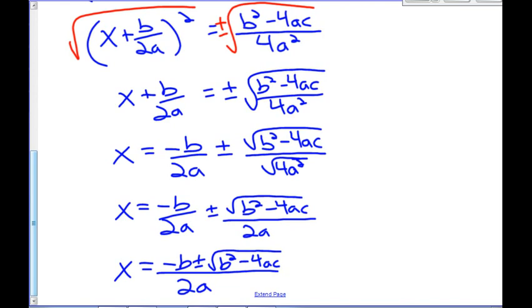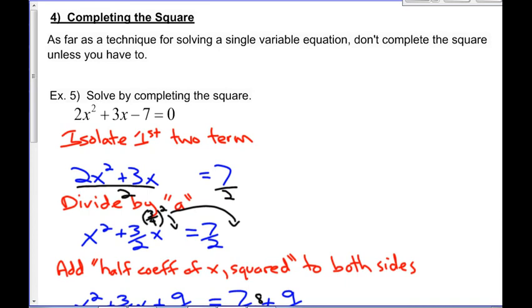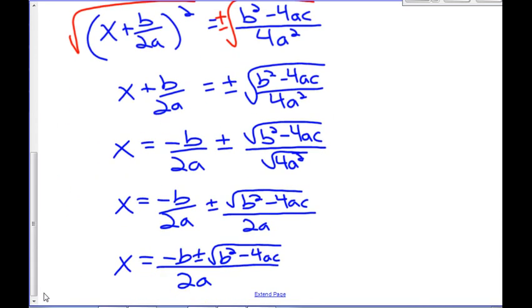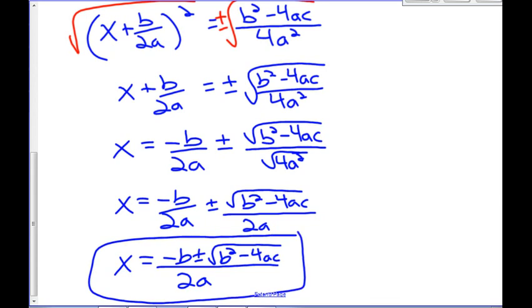Now, this is not the only proof of the quadratic formula, and there are other ways that we could set it up that might have made it look a little bit easier. But this way it looks like exactly what we did over here. So that's where the quadratic formula comes from. But now that you have it, you might as well use it. Okay? So I would not be inclined to do completing the square unless you have to for a single variable equation.